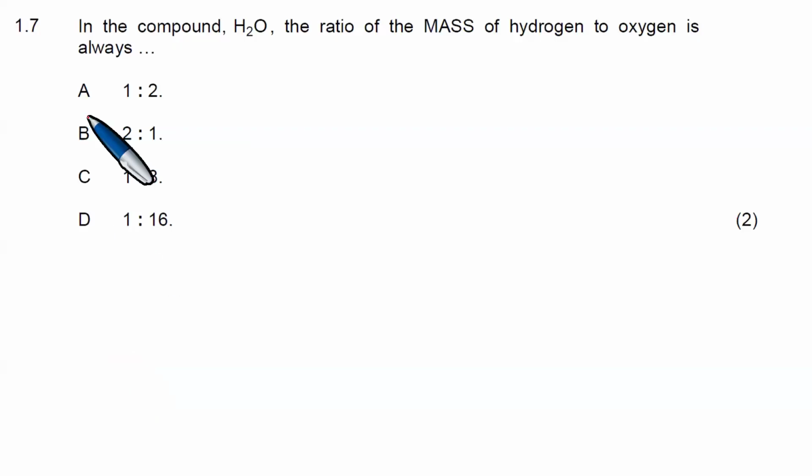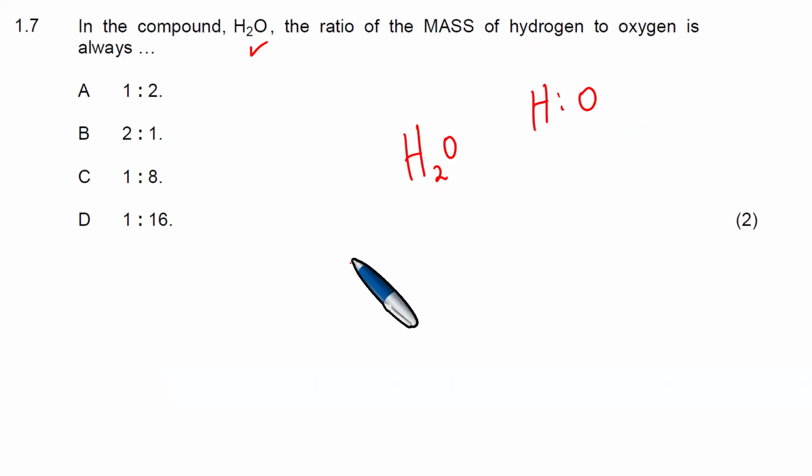Next, 1.7. In the compound H2O, we are looking at the compound H2O. The ratio of the mass of hydrogen to oxygen is always what? Is it 1:2? Is it 2:1? Is it 1:8? Is it 1:16? The ratio of the mass is what?